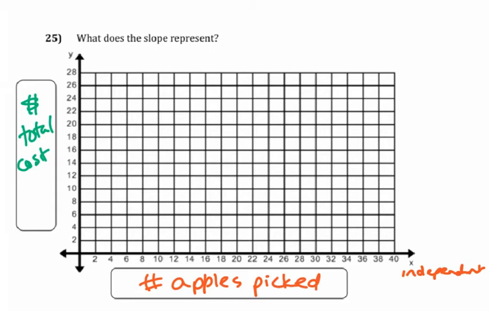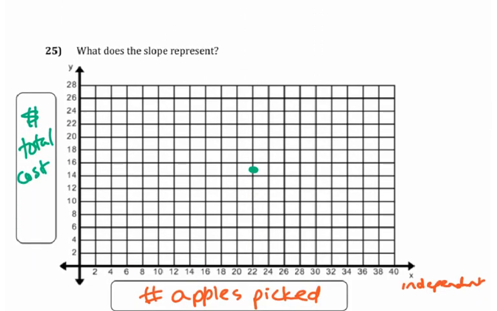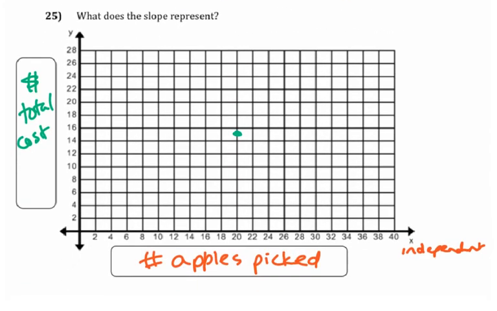Now if I say, well, Chad picked 22 apples and he paid $15, I'm going to go over 22 and up to 15. That's Chad right there. And Annie, she picked, how many? 34 apples. Oh, wait, Chad picked 20 apples. Let's fix that. Chad picked 20 apples for $15. And Annie picked 34 apples and pays $22. So I could graph this, get a straight edge and connect the dots. I've got this line, okay?